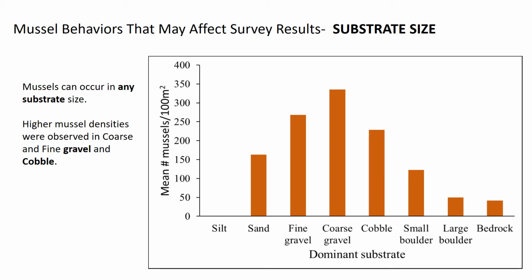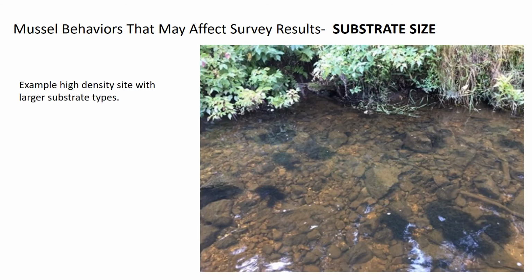Substrate size. There's a clear preference for some substrate sizes over others. They can occur in any substrate size, but clearly where we did our work, coarse gravel, fine gravel, and cobble were definitely preferred areas. This is an image of one of our high density mussel sites. You can see that there's a lot of fairly good size cobble present, as well as large gravel, smaller gravel, and sand.